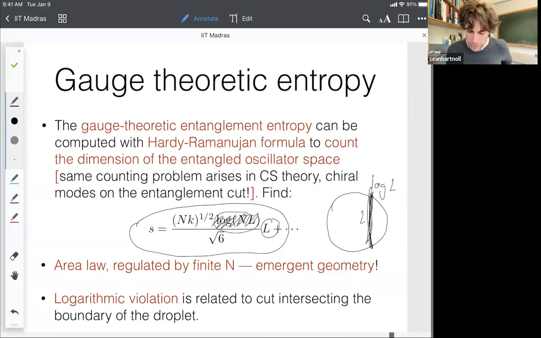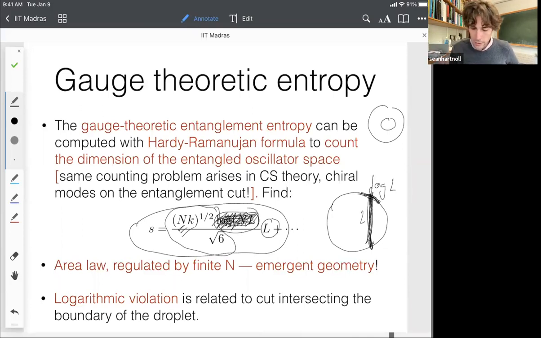There's a logarithmic violation, and that is related to the fact that this cut intersects the boundary. We also considered cuts that don't intersect the boundary, and those don't have logs in them. So at first pass we can forget this log. There's some N dependence, but this is a completely finite answer. It's UV regular, it's finite, and it's an area law in an emergent geometry. So the gauge theoretic entanglement in this matrix quantum mechanics knows about the emergent geometry.